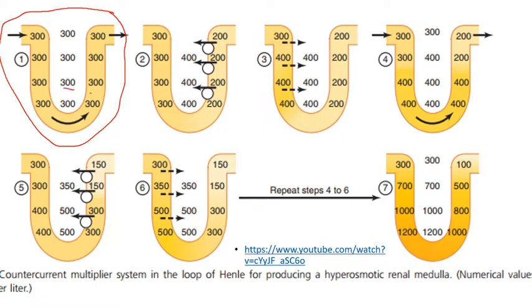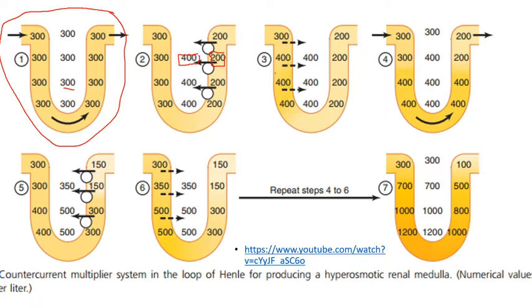As it goes round though, and you come up to the thick ascending limb, you've got this pump pushing sodium out into the interstitium. Now, because you've started with 300 in here, it can create a concentration gradient of about 200. So what you see is 400 in the interstitium and leaving about 200. So the urine is getting a bit more dilute.